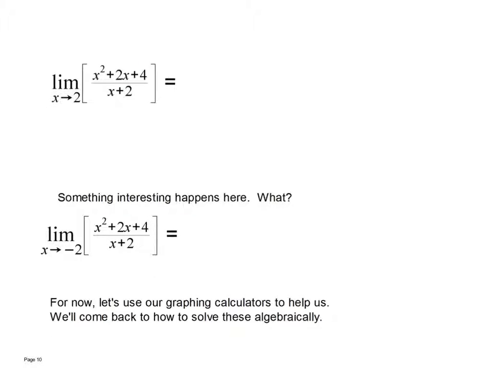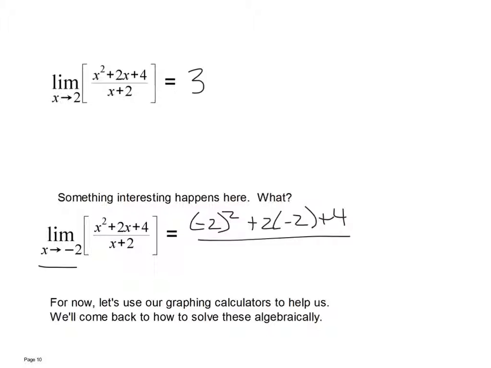Now, the top here is just a repeat of the previous page. We got 3. What happens on this next one? What if x is approaching negative 2? What the heck do we do? Because if you put it in, on the top I have no problem. I get negative 2 squared plus 2 times negative 2 plus 4, so I end up with 4, 8 minus 4. I get 4 on top, but on the bottom I have a problem. I'm dividing by 0. I cannot do it. And so we have to have some other techniques.